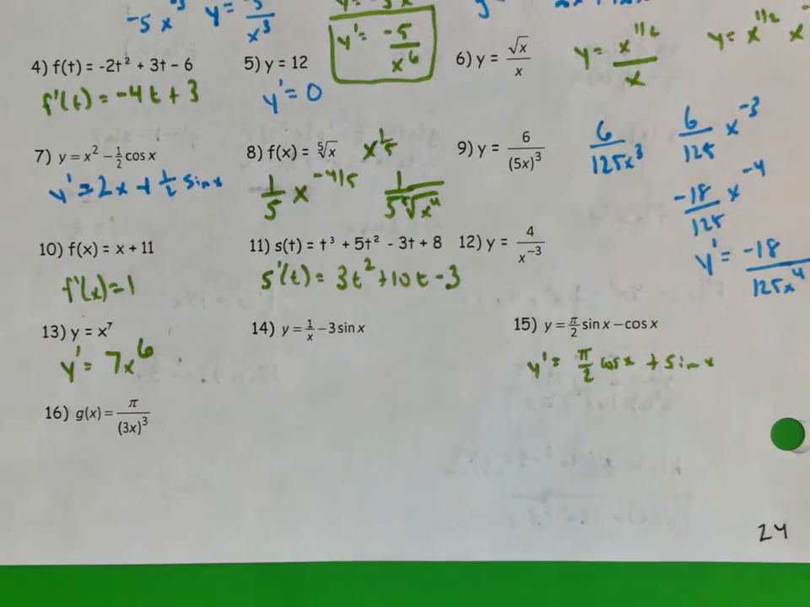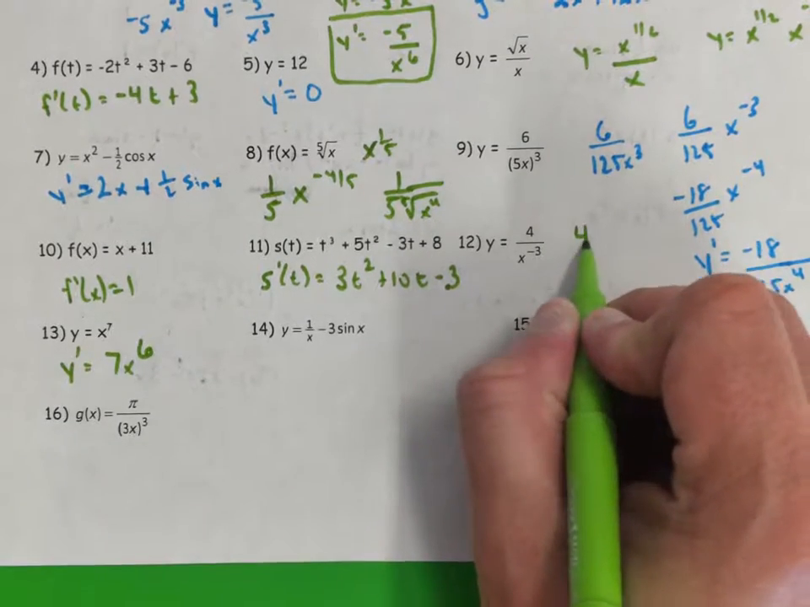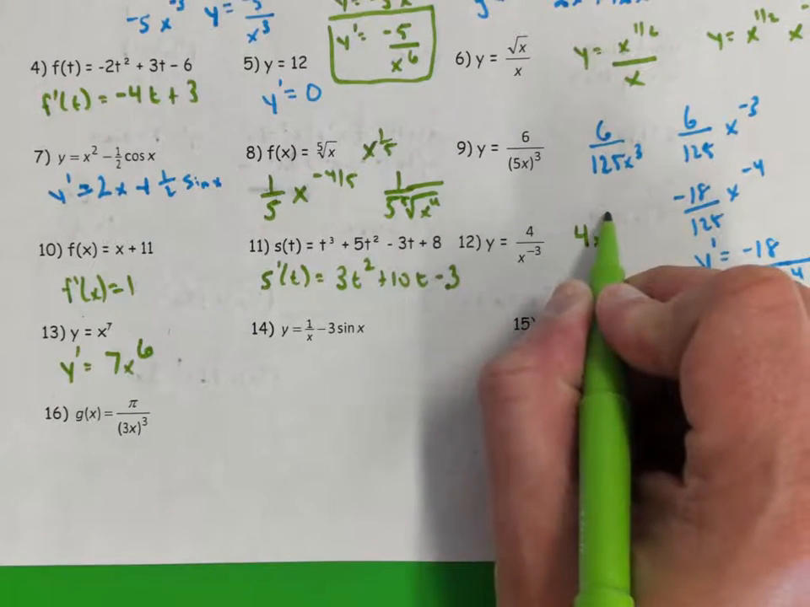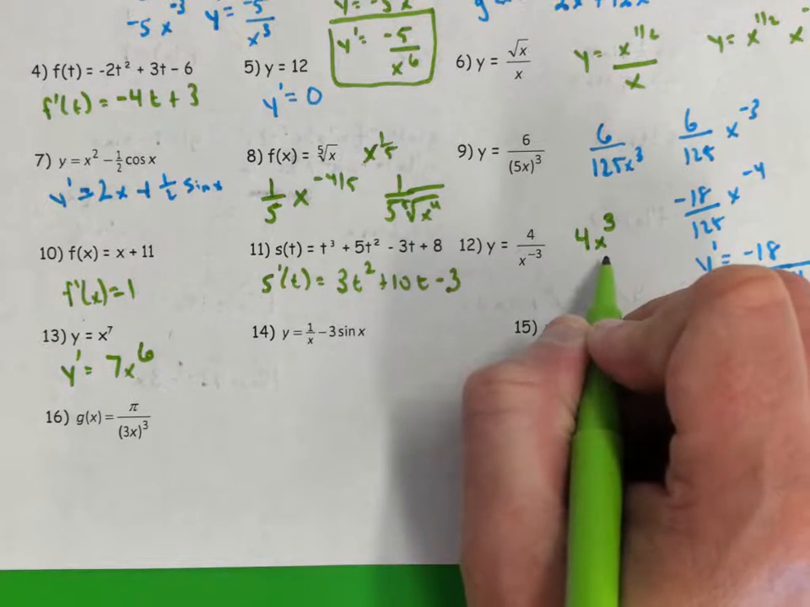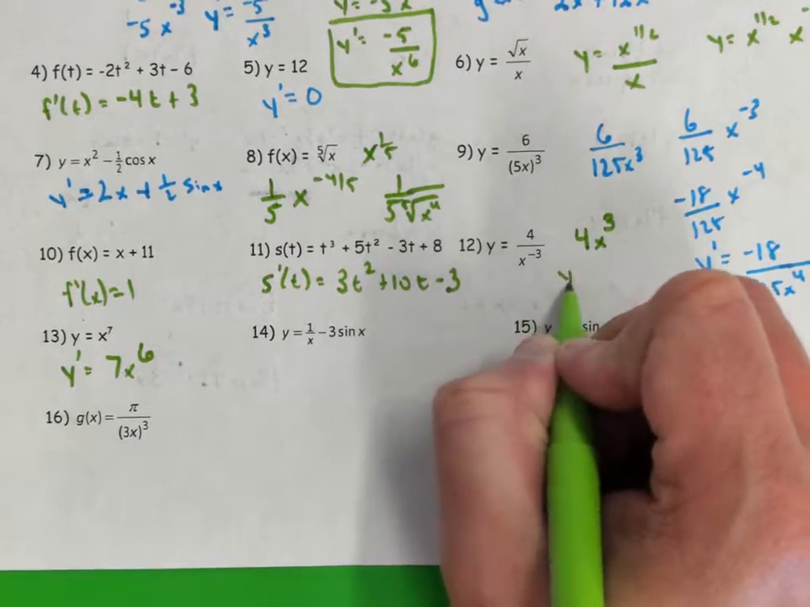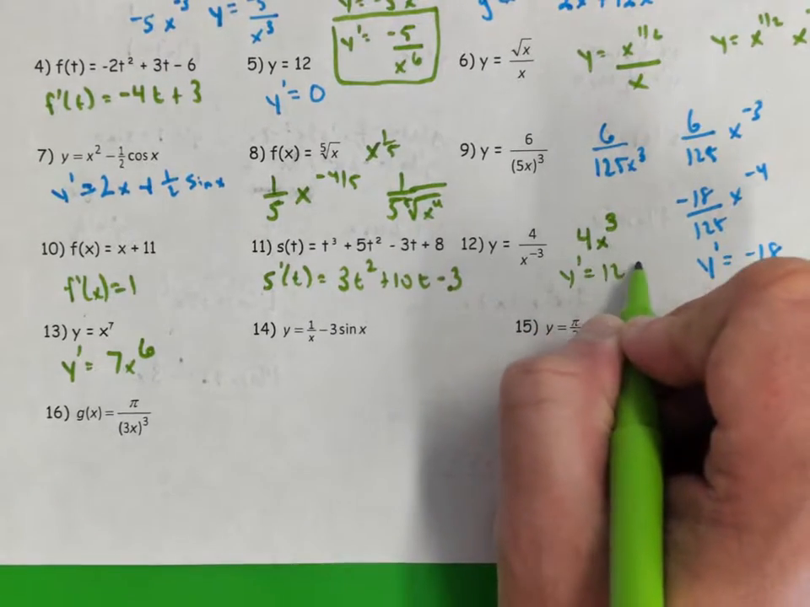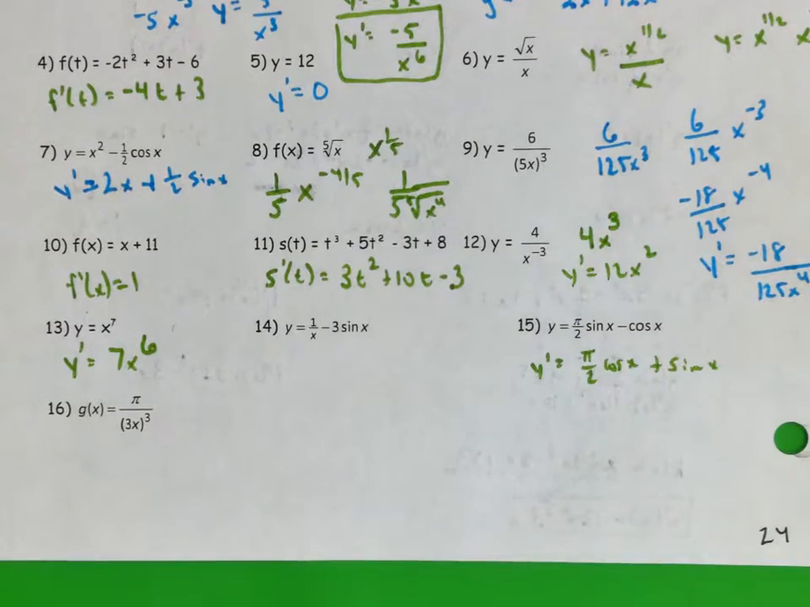All right. Number 12. Y equals 4 over x to the negative third. First thing I need to do is do what? Rewrite it. Since it was negative here, it comes up as what? Positive, doesn't it? Now, what's 3 times 4? And 3 minus 1 is 2.